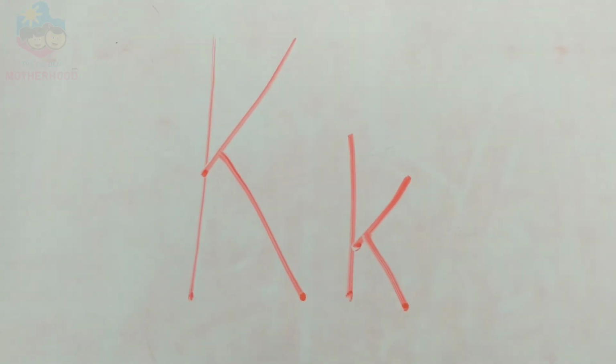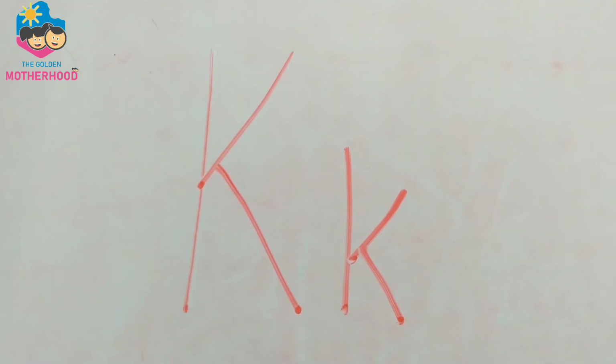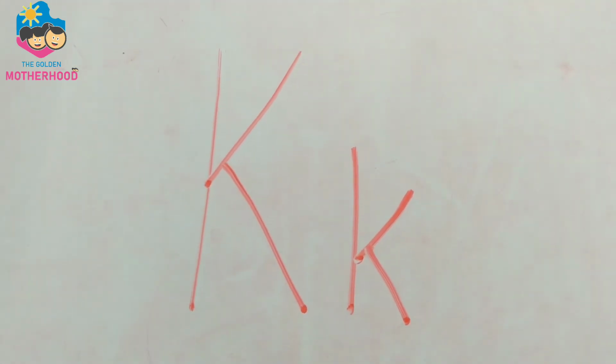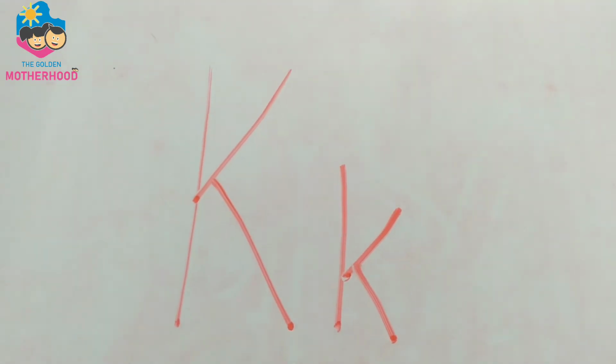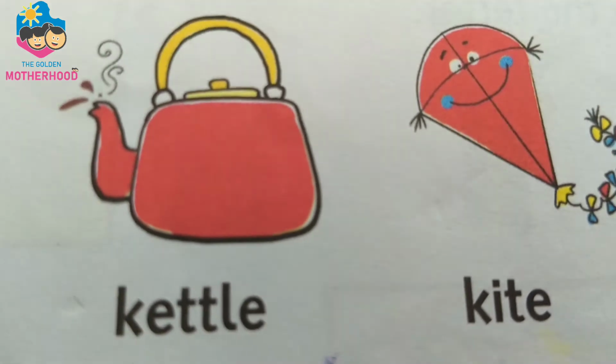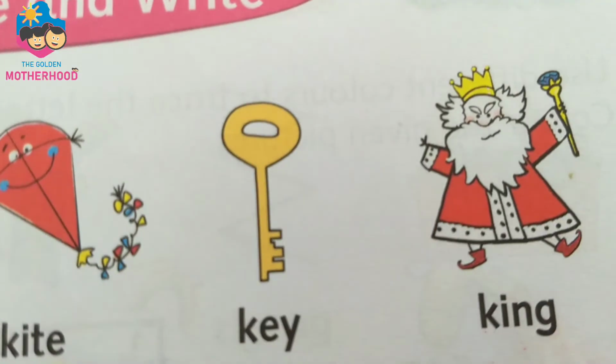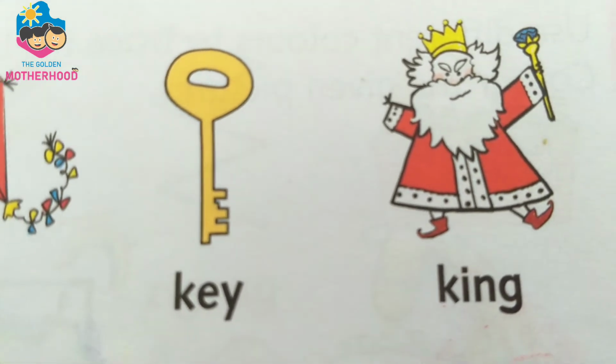Letter K is the combination of one standing and two slant lines. Here capital K and small k look the same. Here K for kettle, K for kite, K for key and K for king.